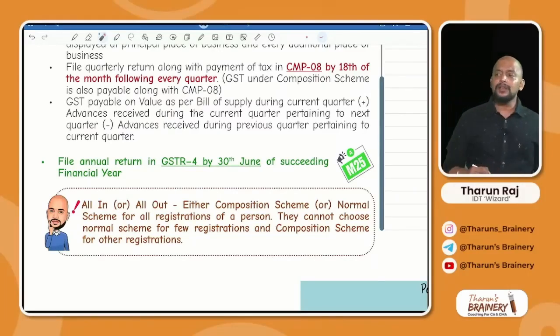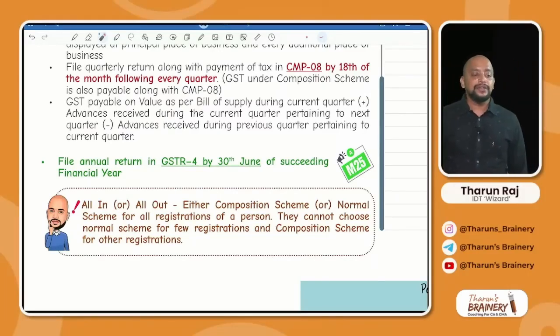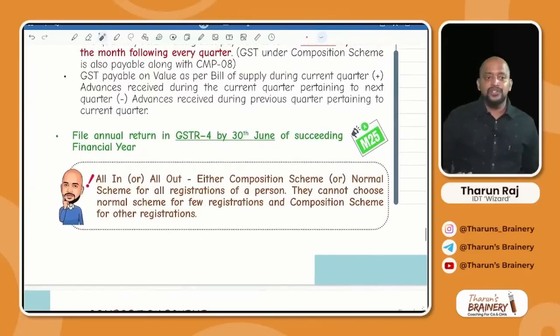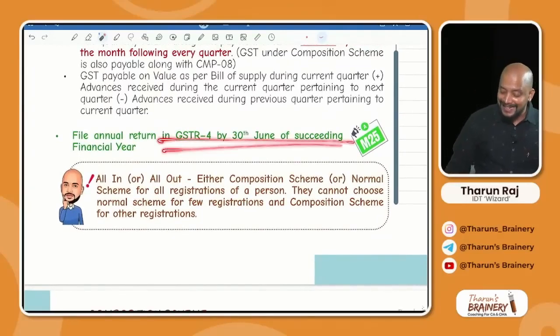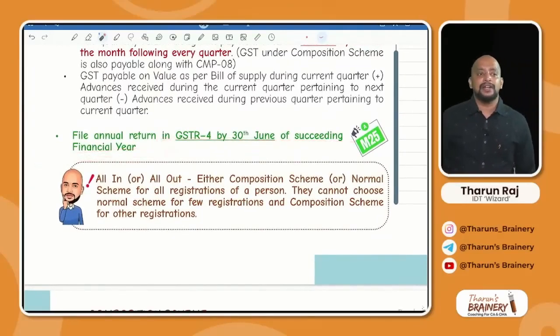Then they need to file an annual return. So that annual return will be in GSTR 4 by 30th June of the succeeding financial year. It is not 30th April. Previously it was 30th April and now they have made it as 30th June.